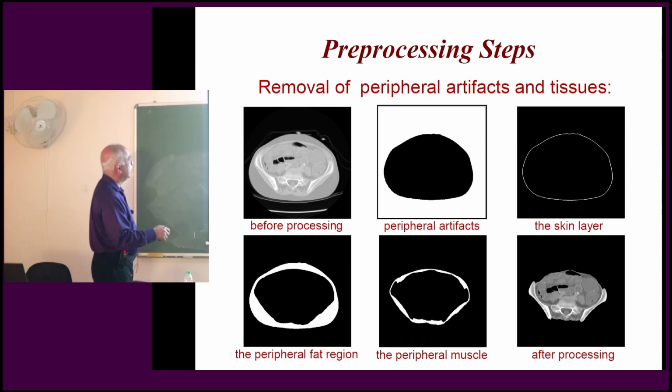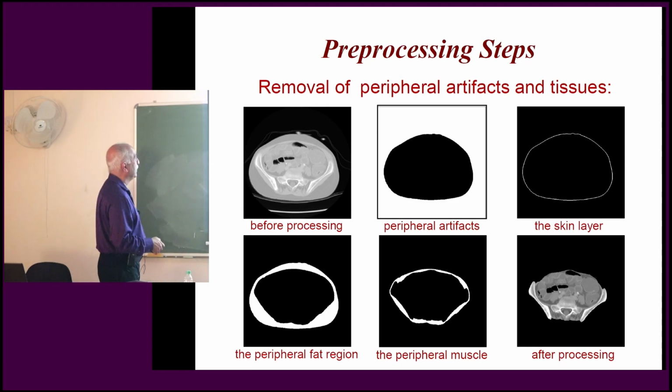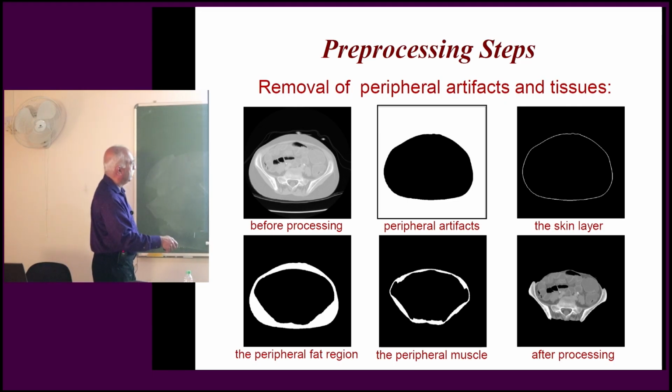This is the CT scan. You can see some things outside the body, blanket, and some high density object, which could be an IV tube or something. This is the peripheral artifact area. This is the region selected of the body. That is a skin layer. Remove it. The next layer is the peripheral fat region. I just now described how to get that. Remove that. From this, you get the peripheral muscle area. The white area is the peripheral muscle.